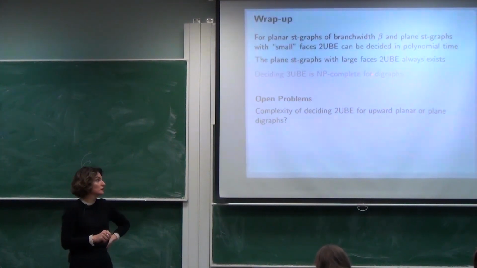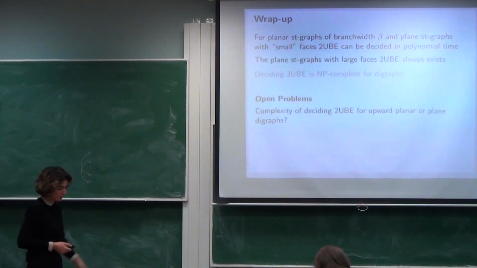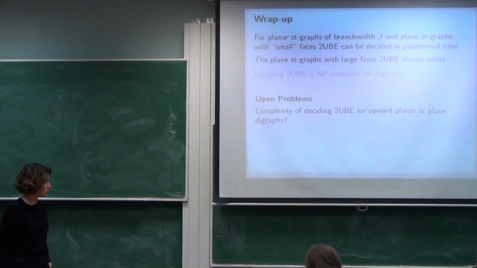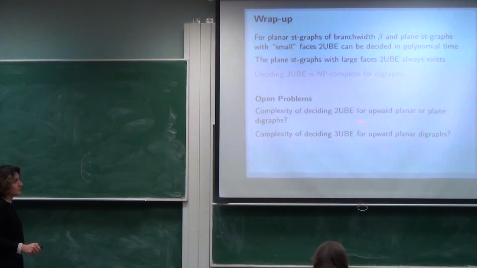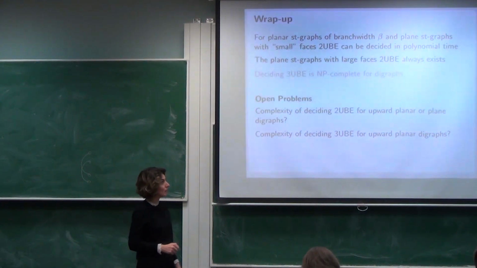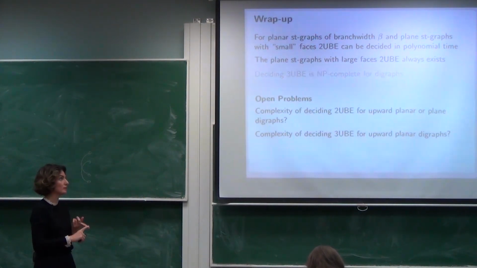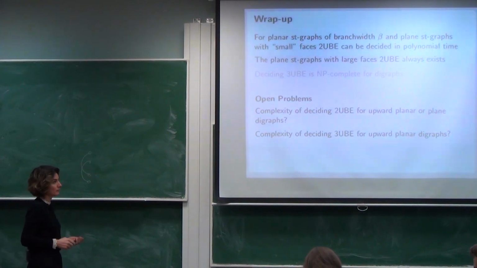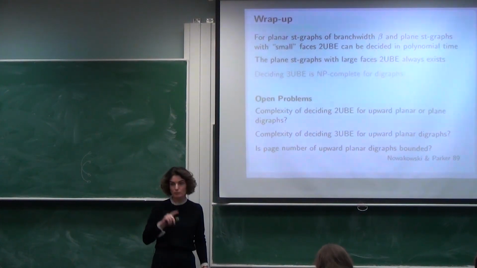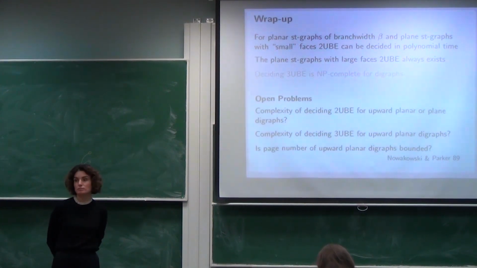So the complexity of deciding 2-page upward book embedding for upward plane graphs remains open. We have this fixed parameter tractable algorithm, but we still don't know what happens in the general case. We don't know whether the problem is hard or not. The complexity of deciding 3-page upward book embedding is also open for upward planar digraphs, because our NP-hardness proof uses graphs which are not upward planar. They are planar acyclic, but they are not upward planar. And the big problem which remains open is whether the page number of upward planar digraphs is bounded. So, thank you very much.